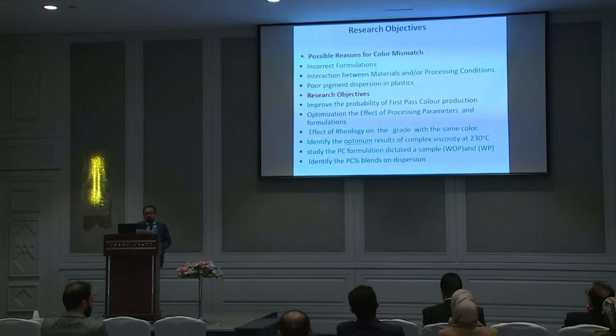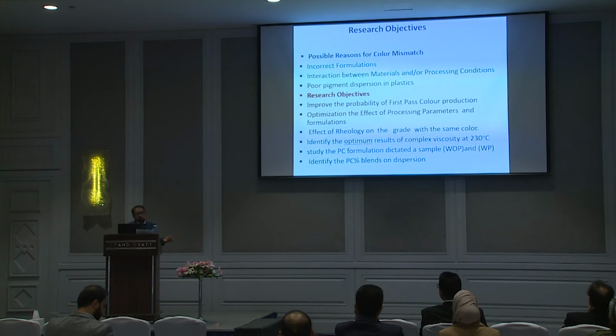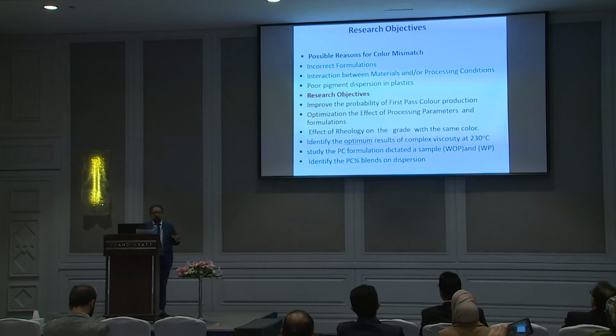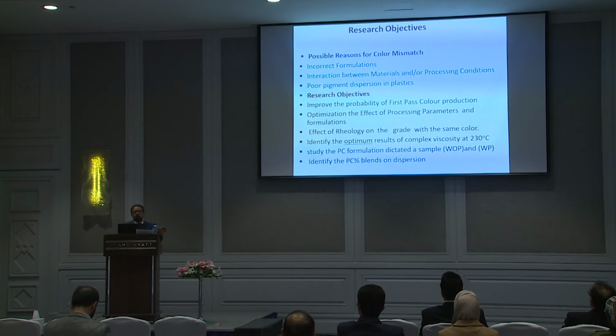So what is our research objective? First of all, to improve the probability of first pass of the color. Optimize the effect of a processing parameter. When you are extruding the material, you have feed rate, you have speed of the screw, you have the temperature. These are the processing parameters. Any variation or switch of any parameter could change the color.